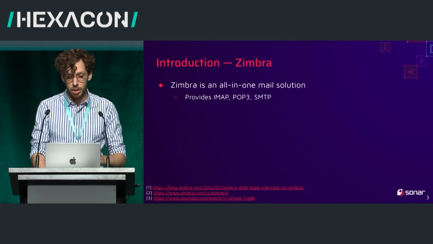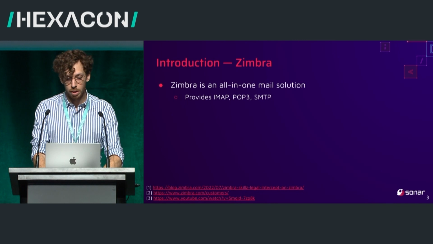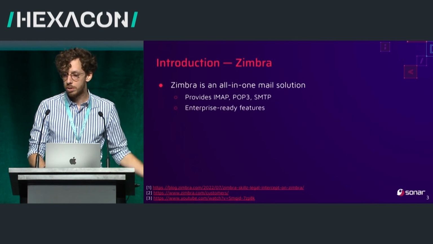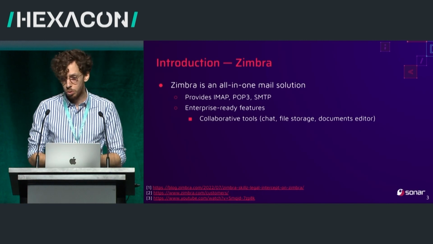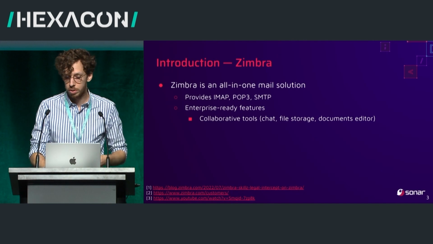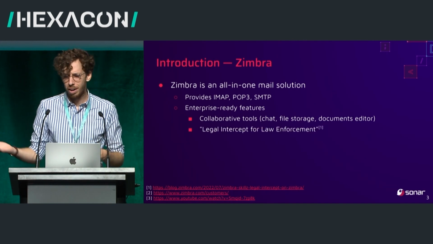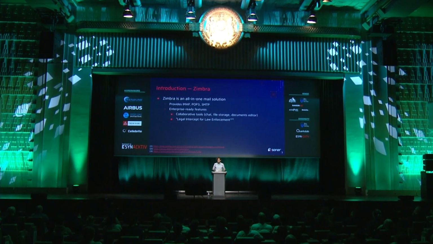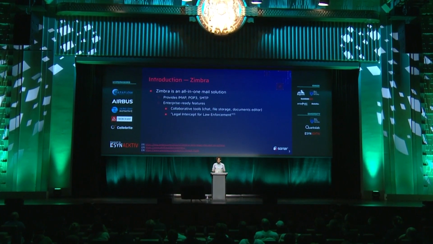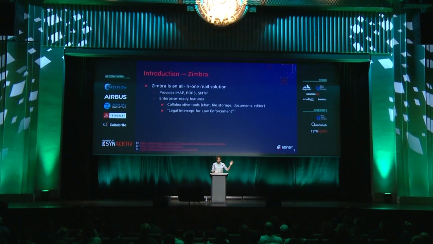So that means there is everything, obviously all the basics like IMAP, POP3, SMTP, and you get some crazy enterprise-ready features like collaborative tools. It's like G Drive, but on your own instance. You get chat, you get file storage, you get document editors, you get crazy stuff like legal intercept for law enforcement. Like you can get shadow mailboxes, just mimicking existing mailboxes and sending everything to law enforcement.